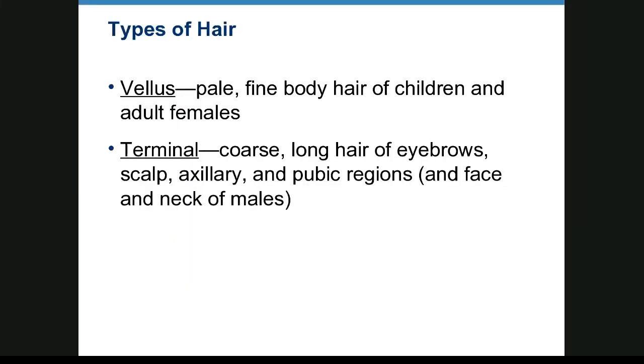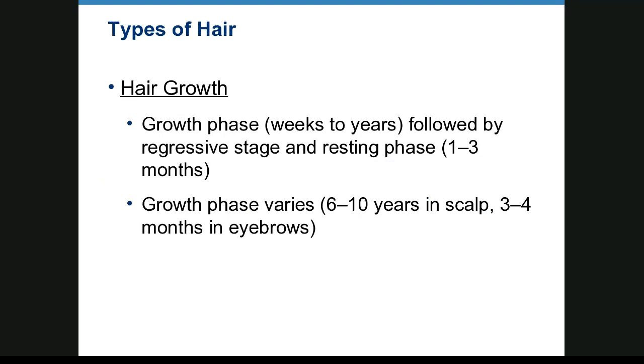Okay, vellus hair. Hair, eyebrows, scalp, axillary and pubic hairs, and then the face and neck of males. And they're definitely different in textures. Now, hair growth has a growth phase, which may be weeks to years, and then a resting stage, where it stops growing. The growth phase varies: on the scalp hair, 6 to 10 years, then it stops. 3 to 4 months in eyebrows. So when your eyebrows have done all the growing they're going to do, they stop growing, they shed out, another one takes its place.